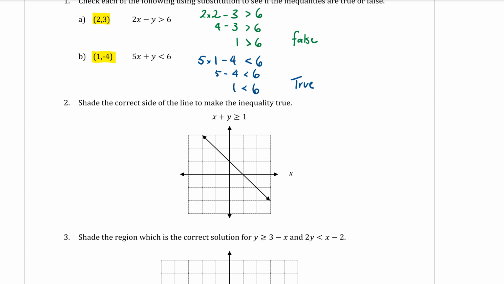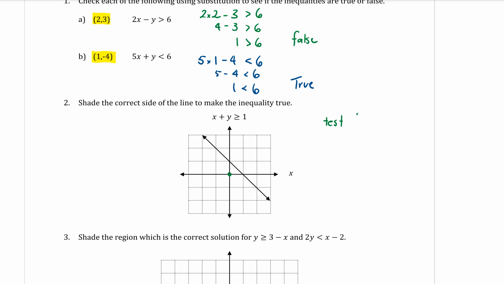We're trying to work out which side of that line to shade. We need to test a point. You can choose any point you like as long as it is not on the line. Anyone want to make a suggestion? 0, 0. Okay, 0, 0 is not on the line and it is the easiest point to sub in, so it's my favorite choice as well. Let's do that. Over here on the side, please make sure that you always write this down and show your testing. Marks are allocated for it on your test.